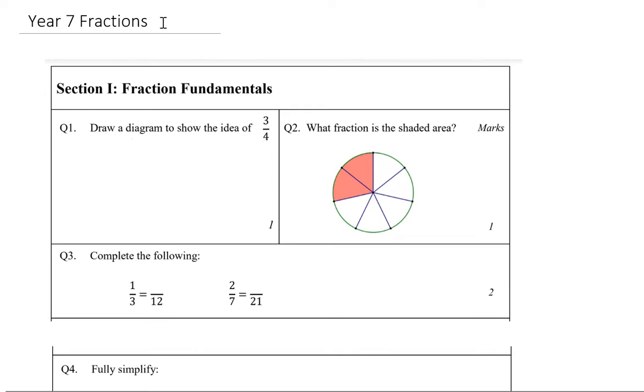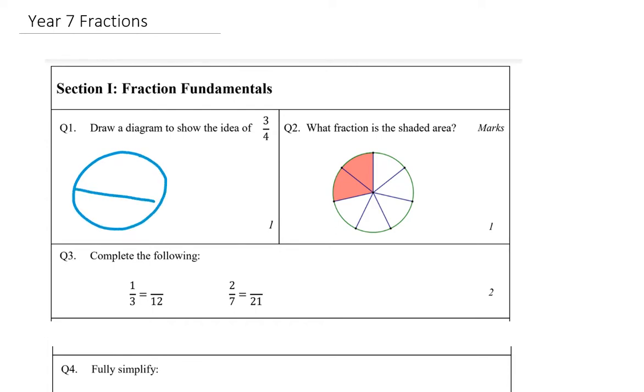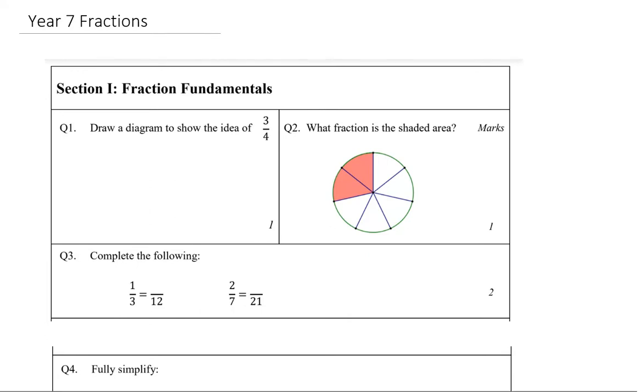Okay, so hopefully you've done that now. So if we've got 3/4, it says draw a diagram to show the idea of 3/4. So I'm going to draw a nice circle. That's a terrible circle. Actually, there's a function on here to do circles. Shapes. Circle. Okay. There we are. That's a lovely circle.